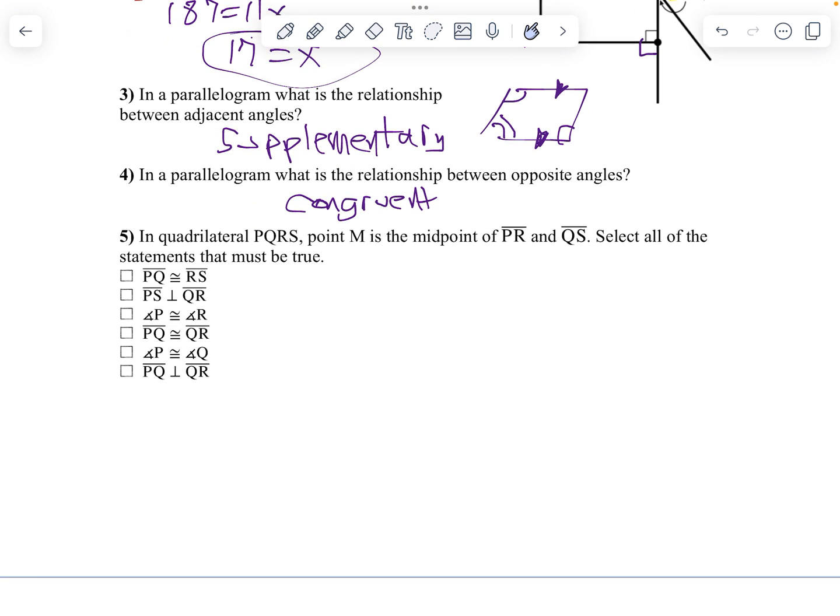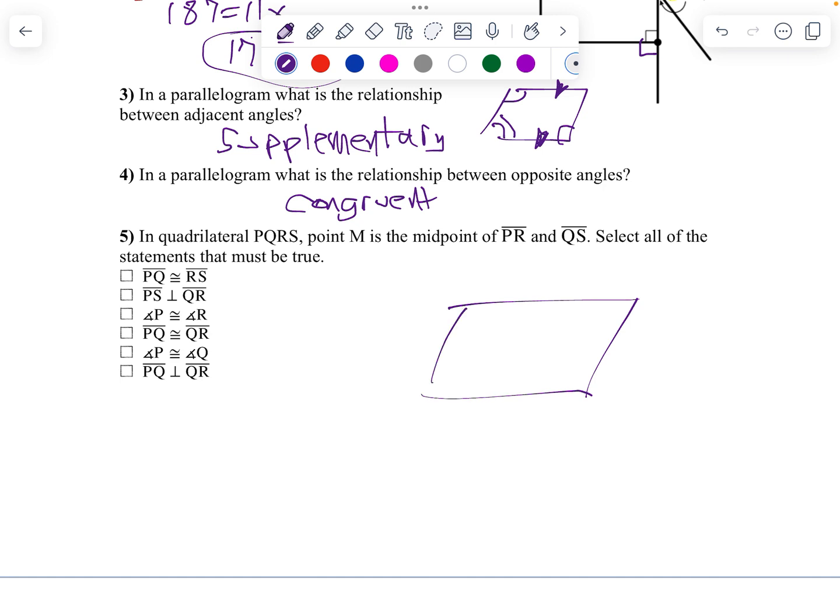Now, if I've got a quadrilateral PQRS, P, Q, R, and S, and I know M is the midpoint of PR and QS, oh, so it's a parallelogram. Now let's take a look at what I know. Is PQ congruent to RS? Yes, it is. Is PS perpendicular? We don't have enough information. It might be or might not be, so let's not do that.